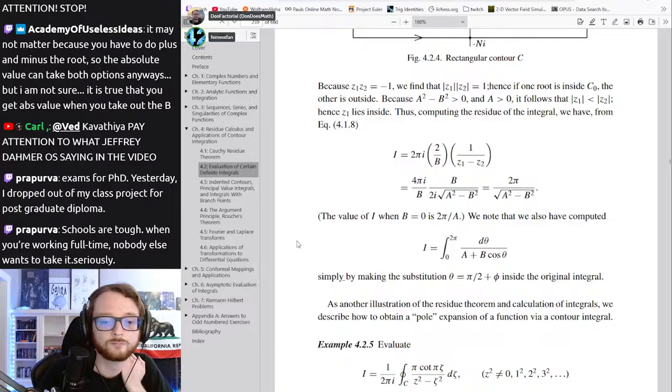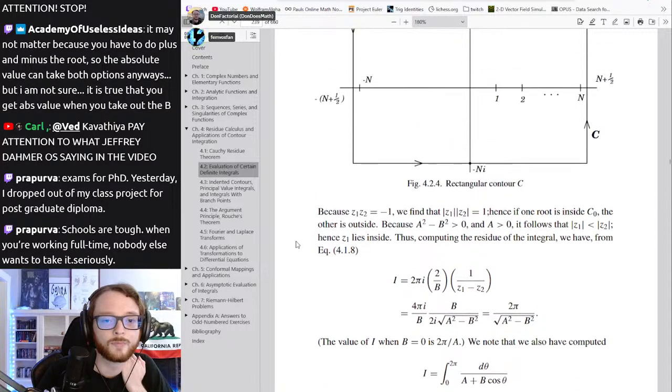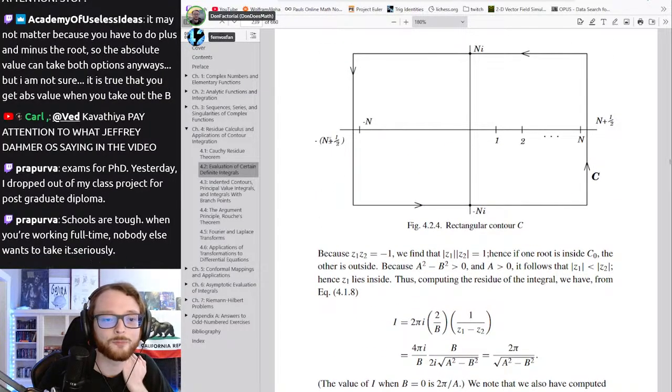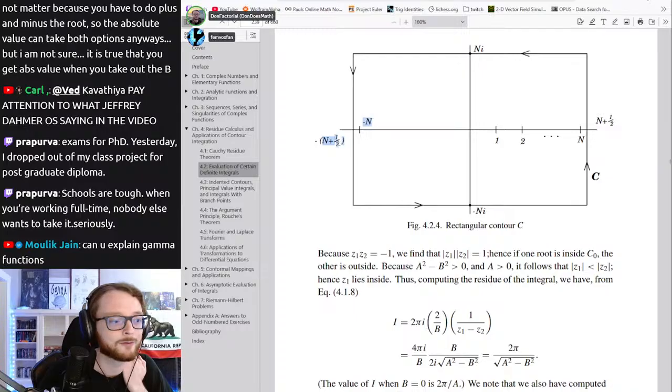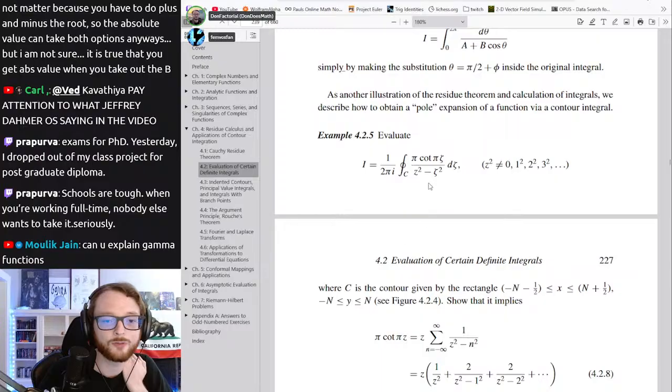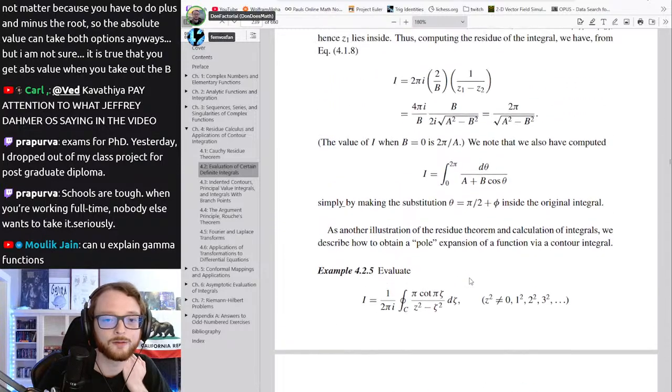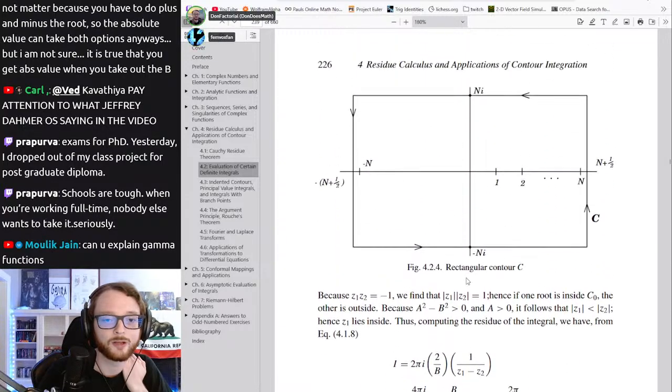And then there was this crazy rectangle. I didn't really look at it. Yeah, I was kind of puzzled by the n+1/2 thing, but I realized that with the way they constructed the integral, that's where cotangent has asymptotes, because it's cotangent of pi times zeta. So at integer zeta, there's an asymptote.